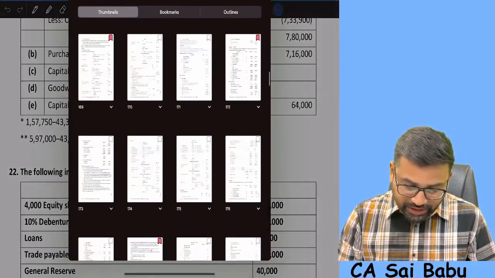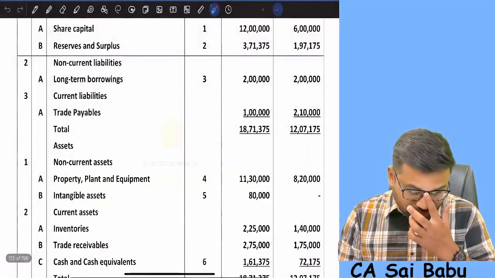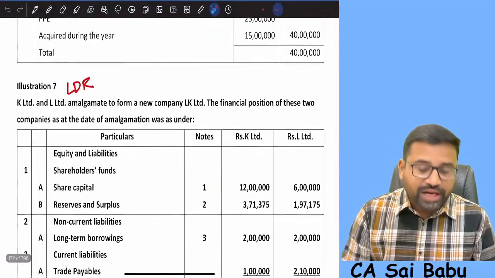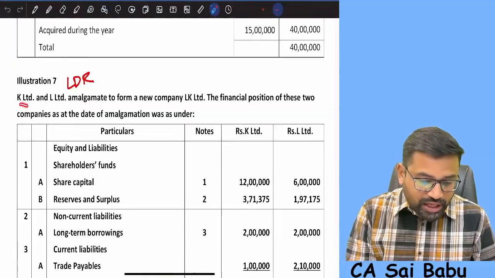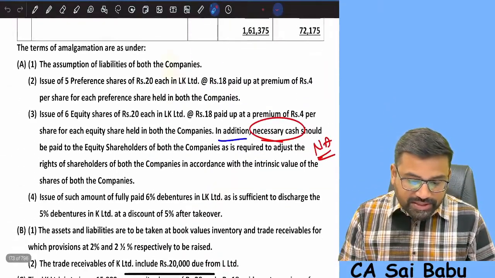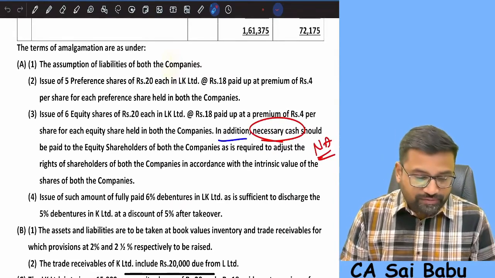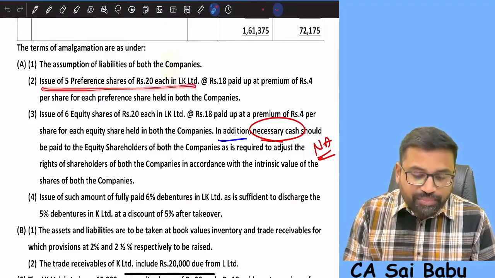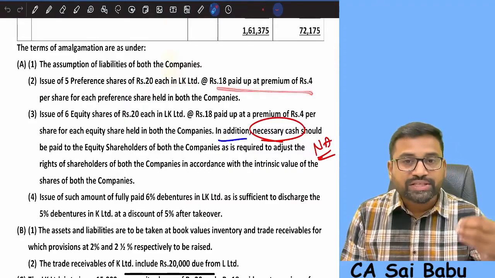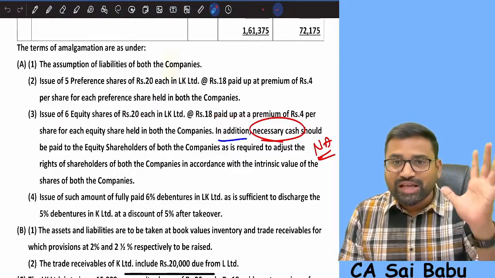Illustration number 7, like that one illustration is there. Yes, this illustration, sir. K Limited, L Limited question, sir. K Limited and L Limited are taken over by LK Limited, sir. Now LK Limited is paying purchase consideration to the shareholders of K and L. If you read this question carefully, sir, how many preference shares will be given, at what price, how many equity shares will be given, at what price, is clearly mentioned.